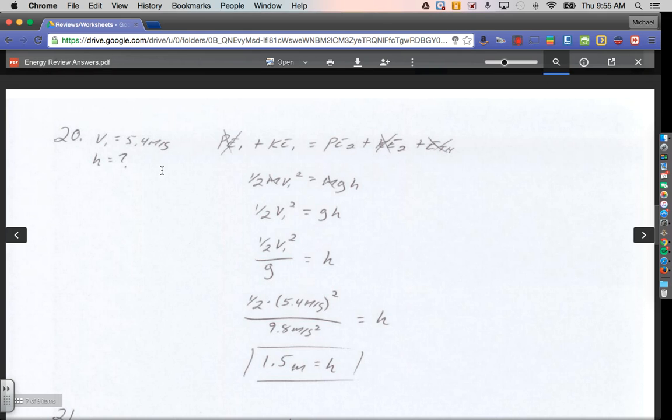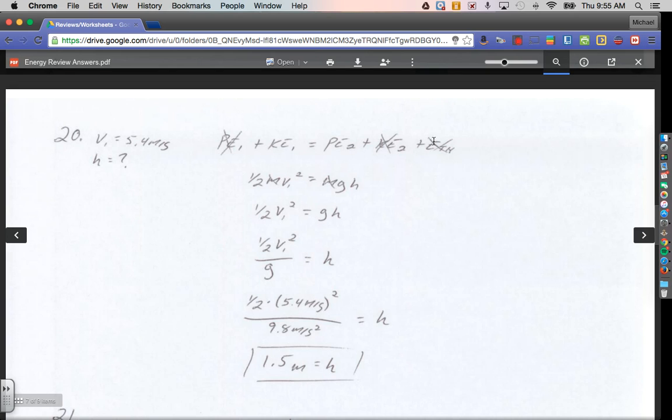Here are problems 20 and 21 from your energy review. Number 20: the skateboarder in the drawing on your paper starts down the left side of a ramp with an initial speed of 5.4 meters per second. We are not going to worry about any kind of friction or air resistance here. What would be the height h of the highest point reached by the skateboarder on the right side of the ramp? So we're looking for how high he gets on the other side.